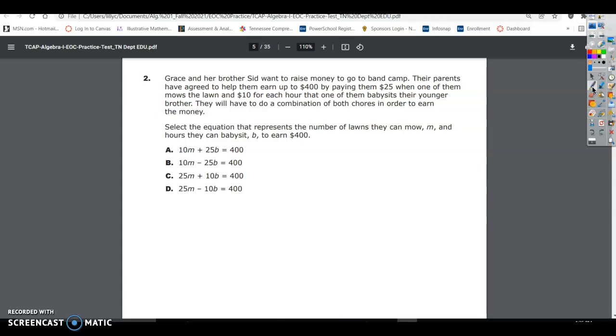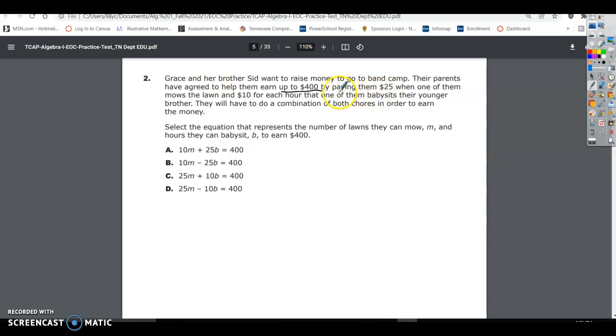Select the equation that represents the number of lawns they can mow, M, and hours they can babysit, B, to earn $400. All right, so let's review here what it says. So their parents, they need to earn up to $400. So we can see that each one of these equals $400.